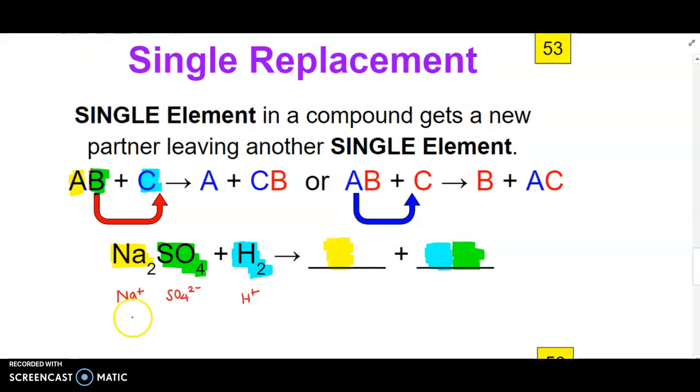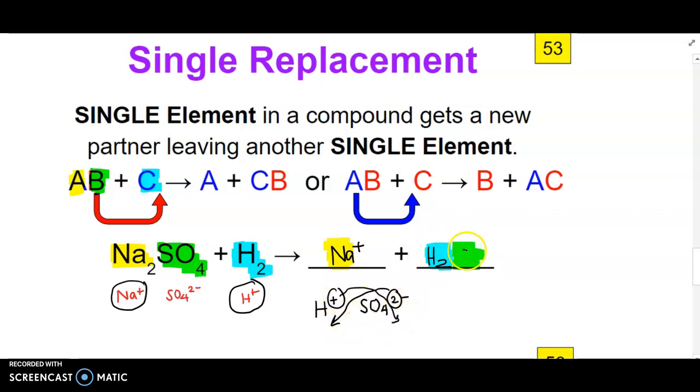So let's look at that. Sodium is positive, hydrogen is positive. Hydrogen needs to get a new partner, which means sodium is going to be the thing all by itself, Na+. Now H+ and SO4 2- are going to come together. If I drop and cross these, 2 becomes a subscript on hydrogen, so I get H2. 1 becomes a subscript on SO4, so H2SO4. That's my new chemical compound.